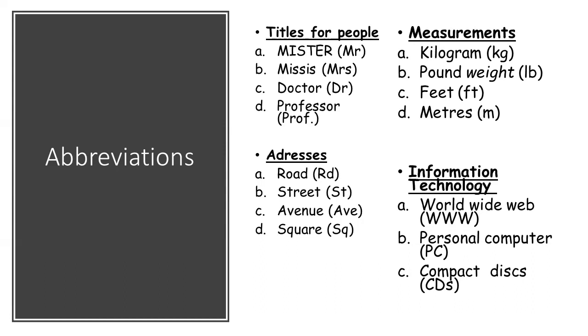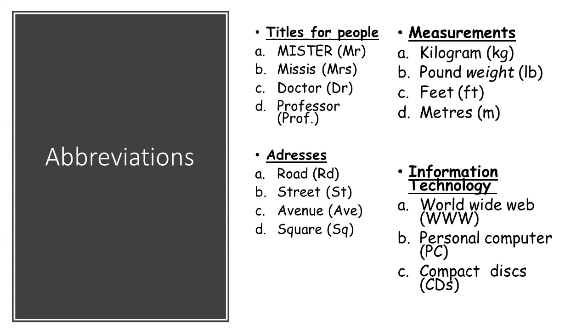Next is abbreviation. The abbreviation for the word Mister is Mr., Missus is Mrs., Doctor, Dr., Professor, Prof. For kilogram, kg, pound or weight, lb, feet, ft, meters, m. For road, rd, street, st, avenue, ave, square, sq. World Wide Web, www. Personal computer, PC, compact disc, CD. Learn the abbreviations with the words.